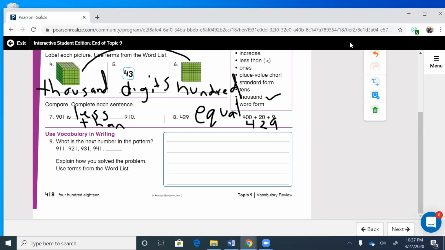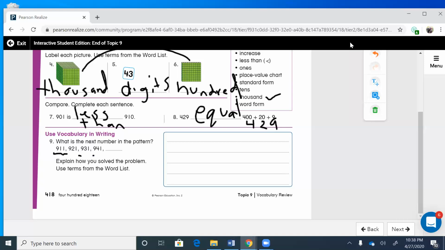All right, let's look at number 9. What is the next number in the pattern? 911, 921, 931, 941, and then what? They gave you guys a tricky one. Let's look. The hundreds are all the same, right? They're all nines. Let's look at the tens.